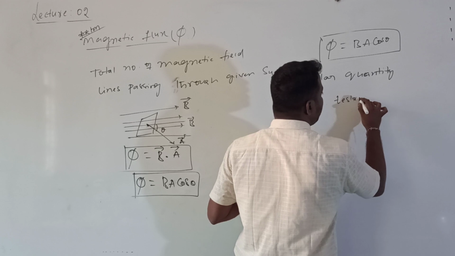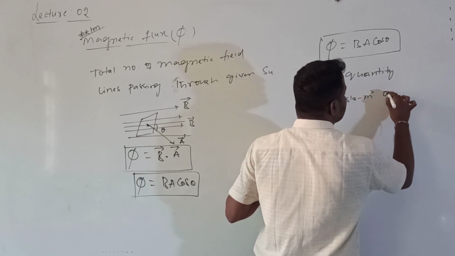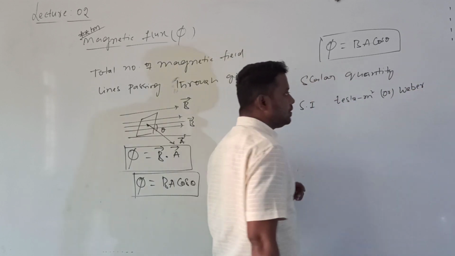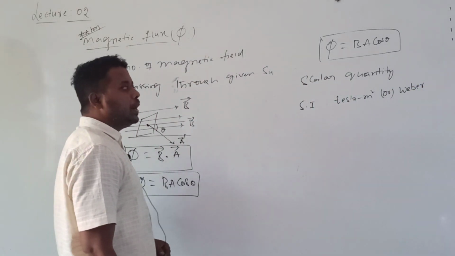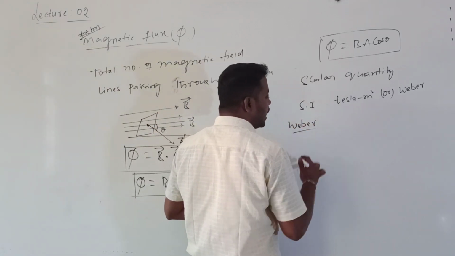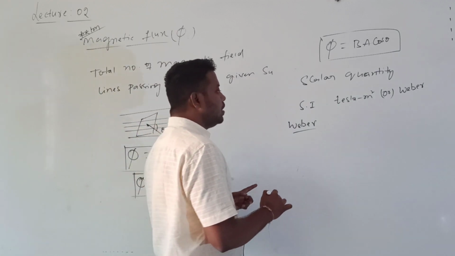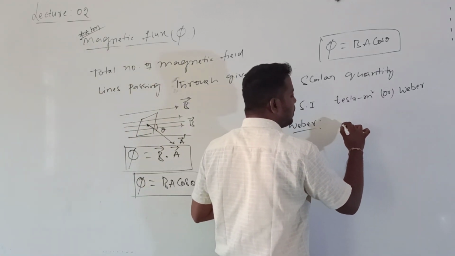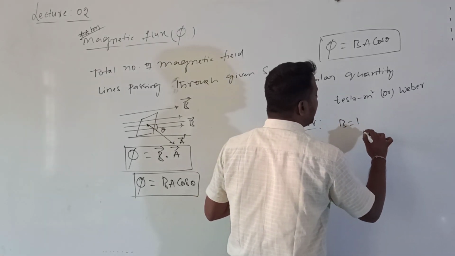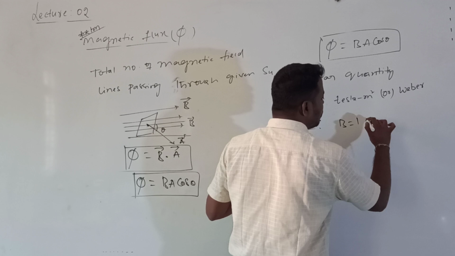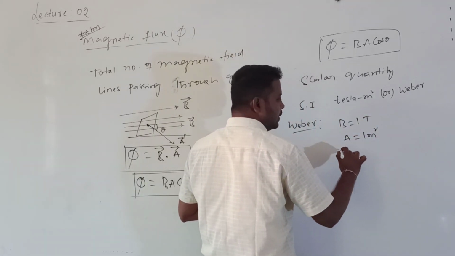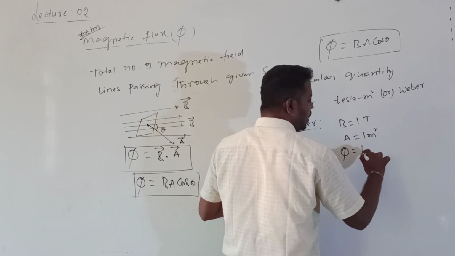So Tesla meter square. This Tesla meter square has one unit name, which is Weber. What is the SI unit term? Weber. When magnetic flux is said to be 1 Weber, how can we define Weber? Magnetic flux is said to be 1 Weber if the B value is 1 Tesla and the A value is 1 meter square, then obviously the flux will become 1 Weber.